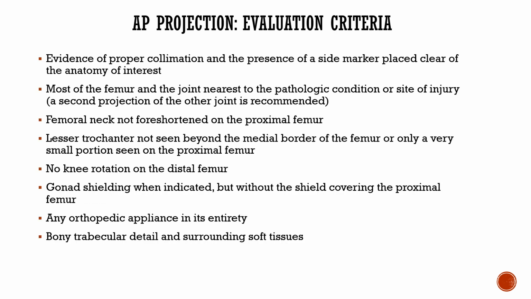One of the key things we want to make sure of is that most of the femur and the joint nearest to the pathologic condition or the site of injury is included. The femoral neck should not be foreshortened on the proximal femur. The lesser trochanter should not be seen beyond the medial border of the femur, or only a very small portion can be seen. There should be no knee rotation on the distal femur. An orthopedic extremity should be seen in its entirety.